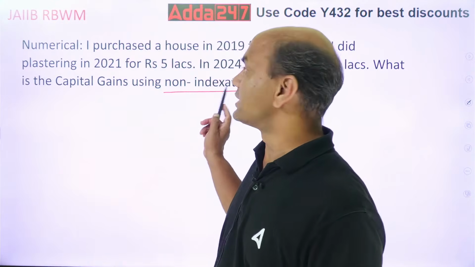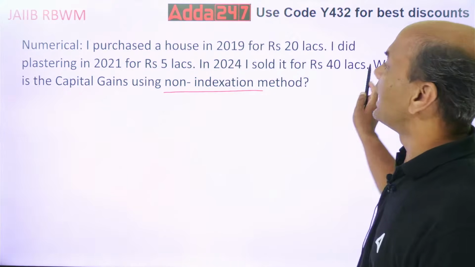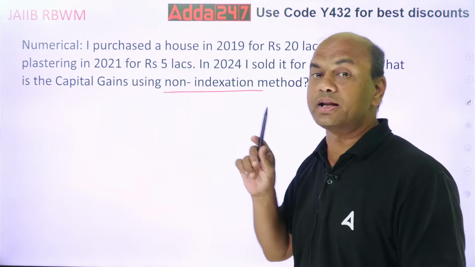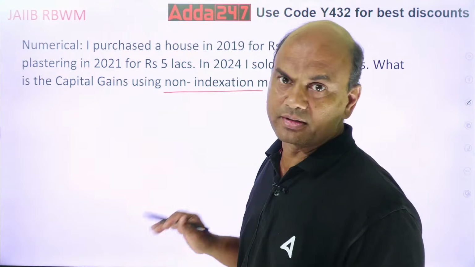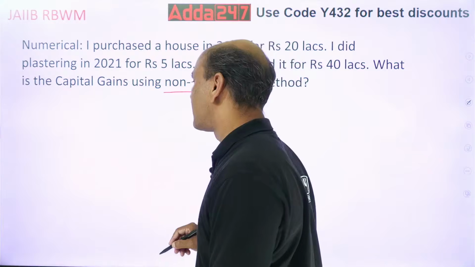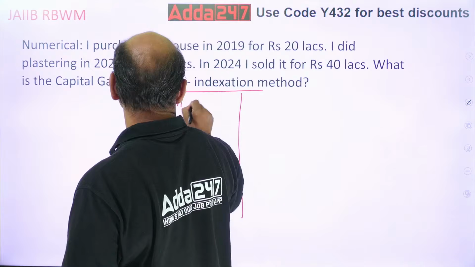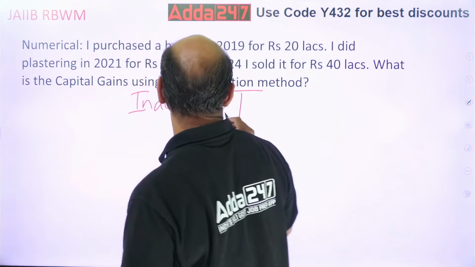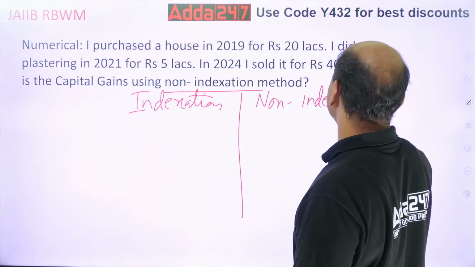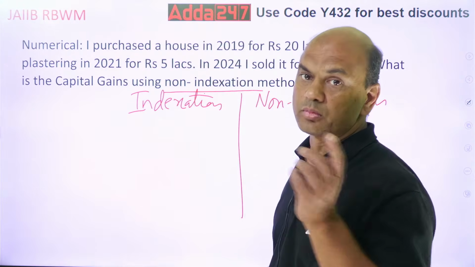So now what is the answer for this, everyone? I did plastering in 2021 and I want the non-indexation method. Non-indexation means what? See, there are two methods in calculating capital gains. One is indexation, and the second is non-indexation. You will get a numerical on both, either this or this.